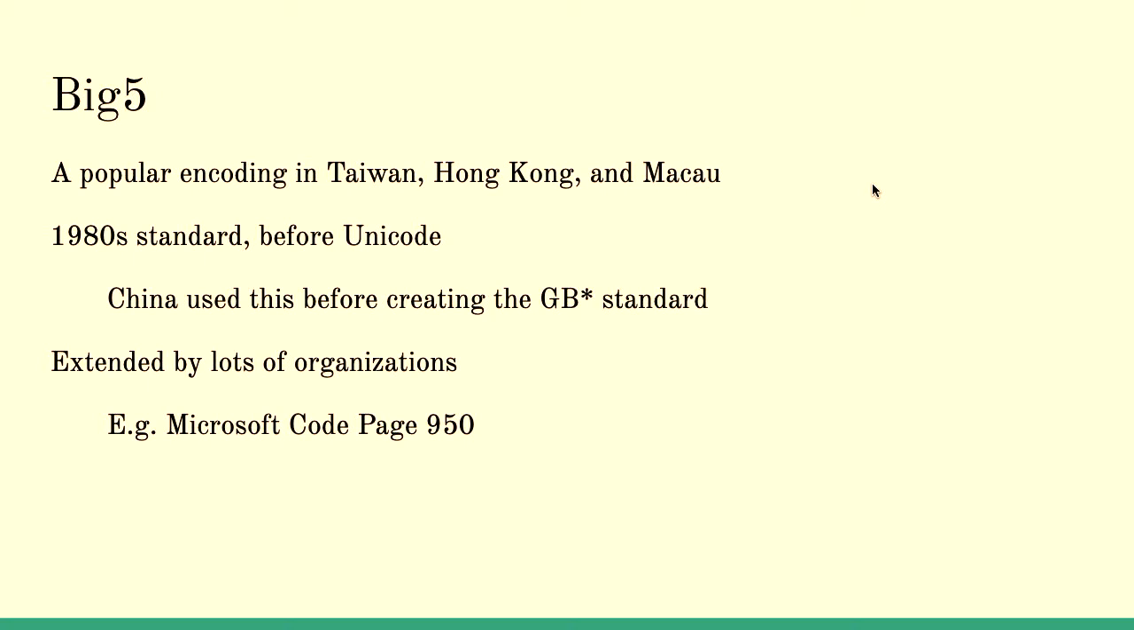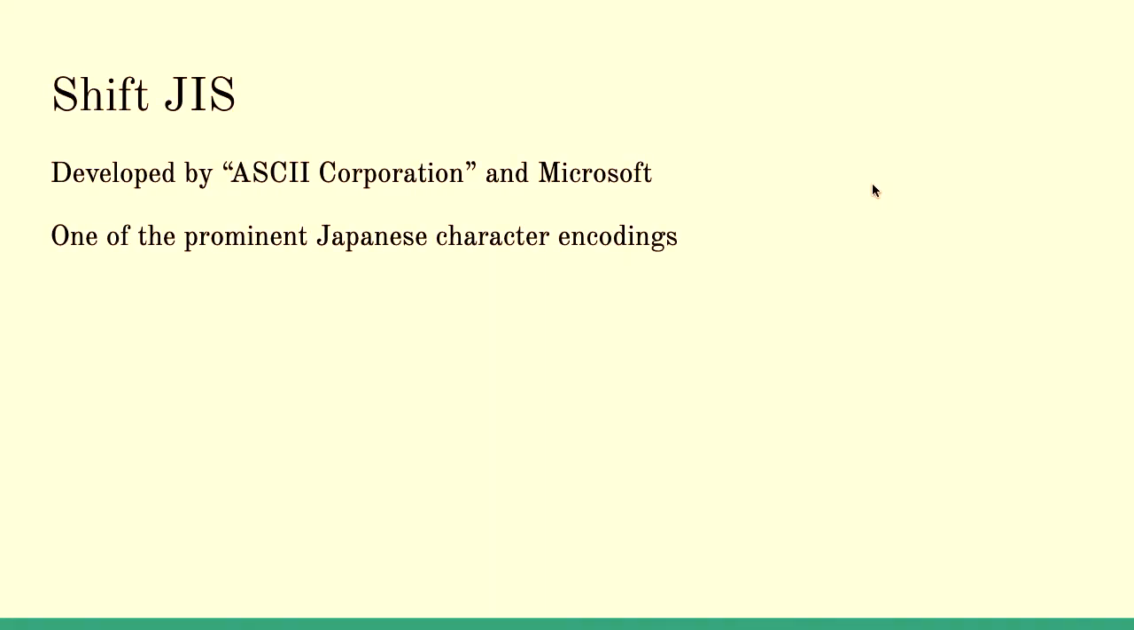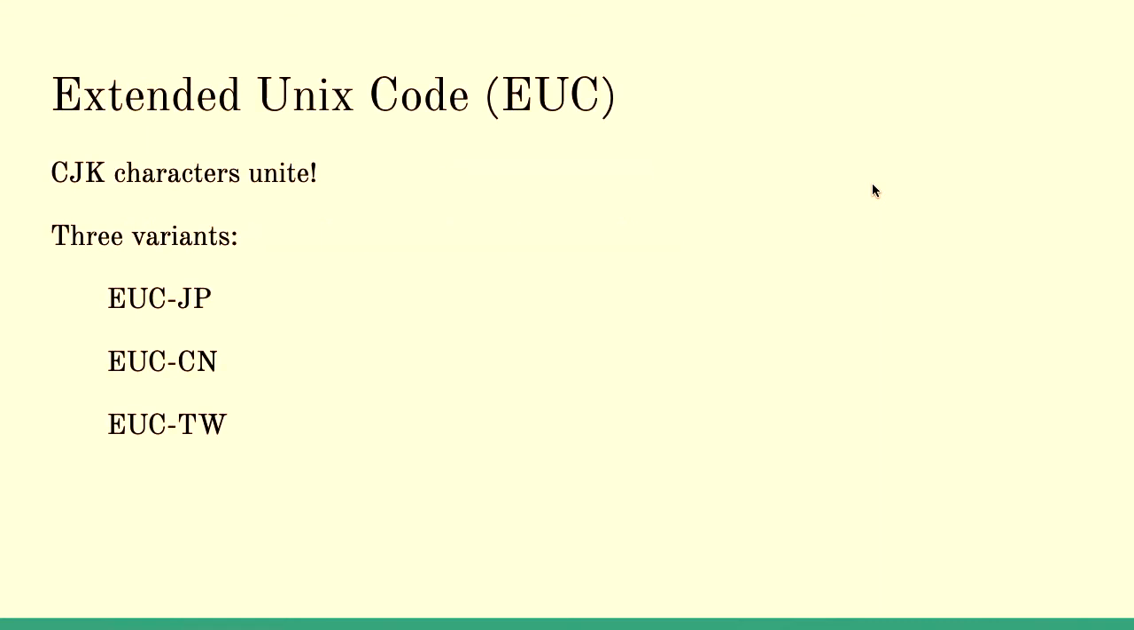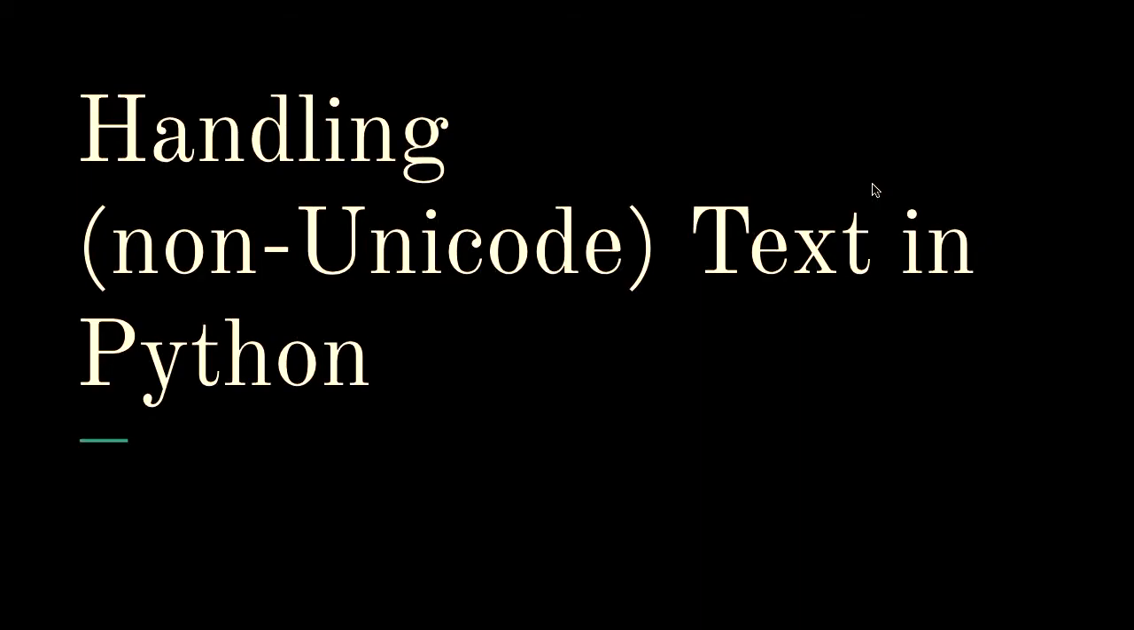This Big5 encoding is also used by a lot of organizations, extended by Microsoft, by IBM, by other companies. So it is quite popular too. And then this is the popular encoding used in Japan called Shift-JIS. It's developed by the ASCII Corporation, which is quite a funny name. It is also one of the prominent Japanese character encodings that they used before Unicode. And then there are also other encodings. I could go on about this forever, but I just wanted to show you that there are a lot of encodings that people still use other than Unicode.